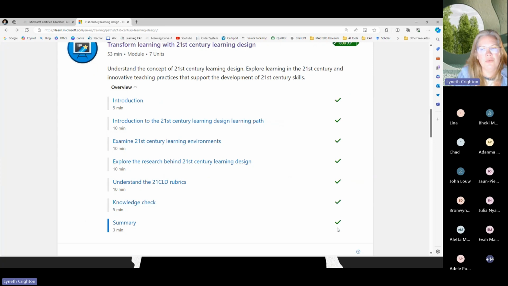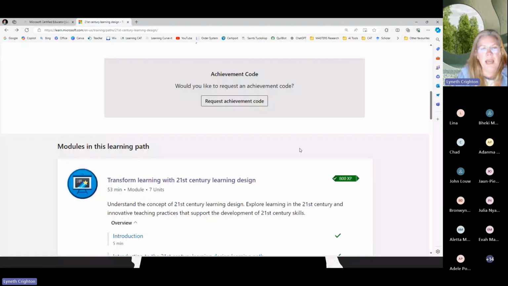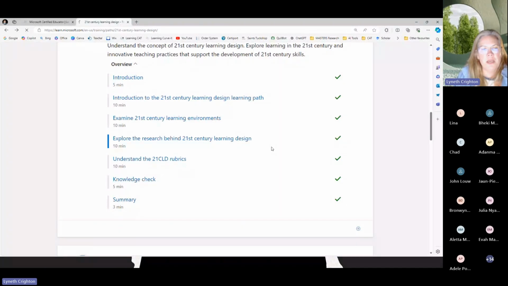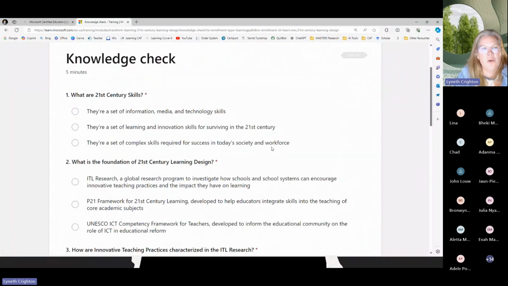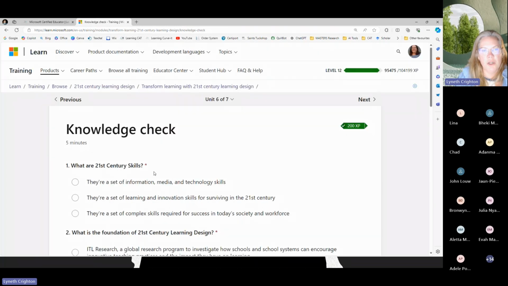Each page, as you read it, gets a green tick. And at the end of a module, there's a knowledge check. So the first thing is, this multiple choice is not like what is in the exam. And as we go through the course, I'm going to give you examples of what kind of questions you get in the exam.